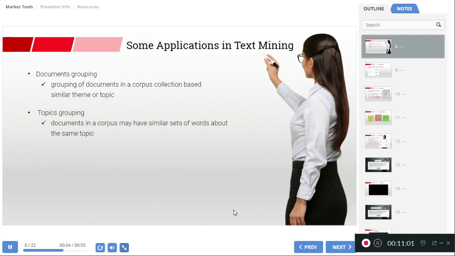A topic is a group of words that co-occur in many documents. For example, in many documents in a corpus of hotel customers' feedback, the word toilet always appears with the word small. That could be a strong indication that the common complaint is that the hotel room's toilet is too small.